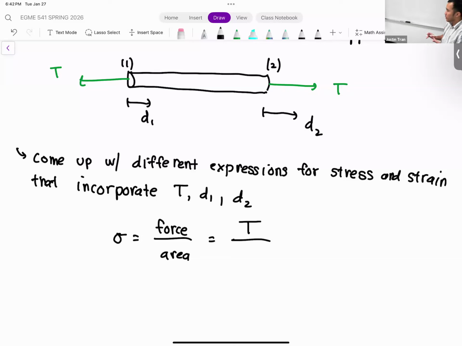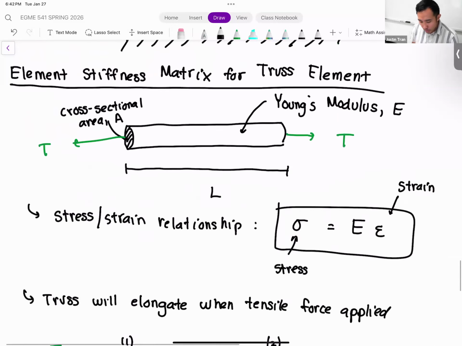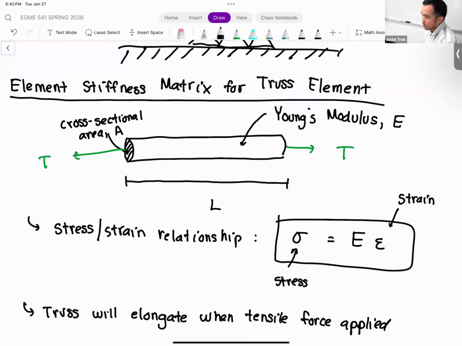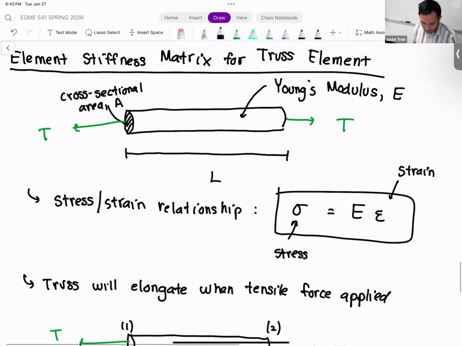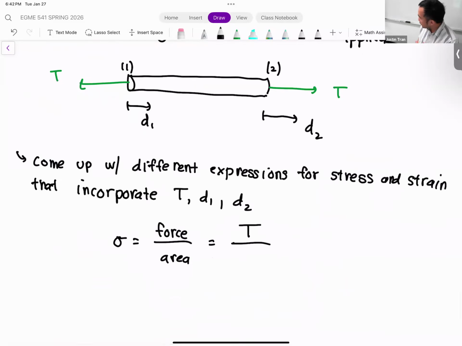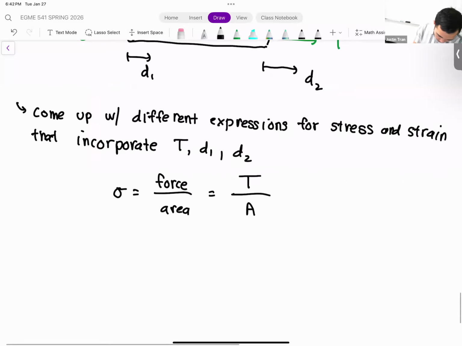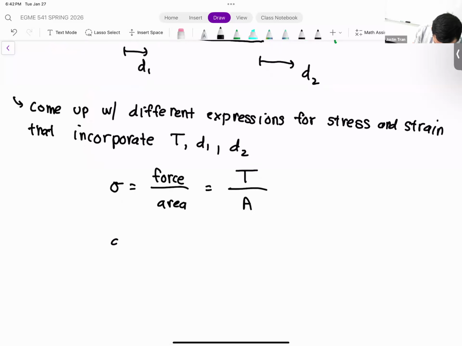And we have our area as well, because one of the properties that we know about our truss is that we do know its cross-sectional area. And we know that that cross-sectional area is going to be uniform throughout the entire truss element. And so we can redefine the stress as simply T divided by A. All right. Next, we have the strain.